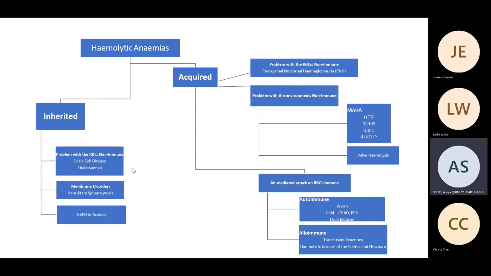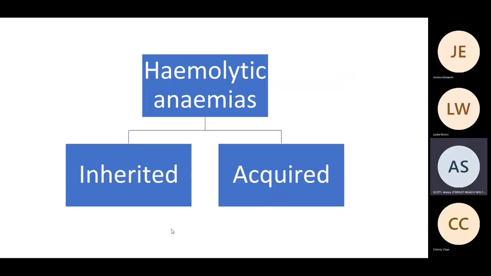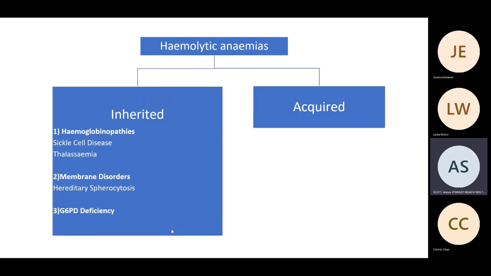So this is what we're going to go through today, which probably looks a bit scary to begin with, but we're going to break it down bit by bit, and hopefully it won't be so bad. So first thing to break hemolytic anemias down into is whether they are inherited or acquired. So we're going to start with the inherited causes. Within the inherited causes, you've got your hemoglobinopathies. So we're going to talk a bit about sickle cell and thalassemia. Then you've got your membrane disorders. So we're going to talk about hereditary spherocytosis. And then the third inherited cause to know about is G6PD deficiency.